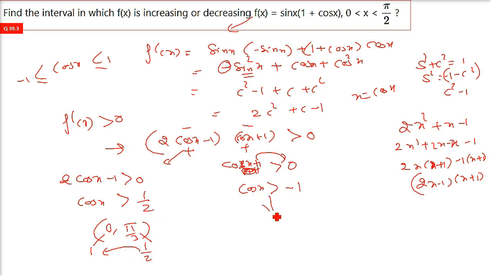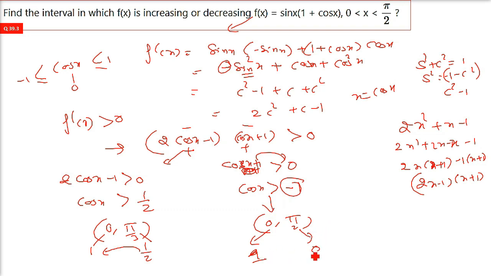Coming to the right one, cos x is greater than minus 1. It has to be between 0 to pi by 2, because cos 0 is 1 and cos pi by 2 is 0. So you are going to go above minus 1. That is only possible when you are going from 0 to 1, because as I said, cos x is always between negative 1 and 1. So cos x greater than minus 1 gives the angle 0 to pi by 2.